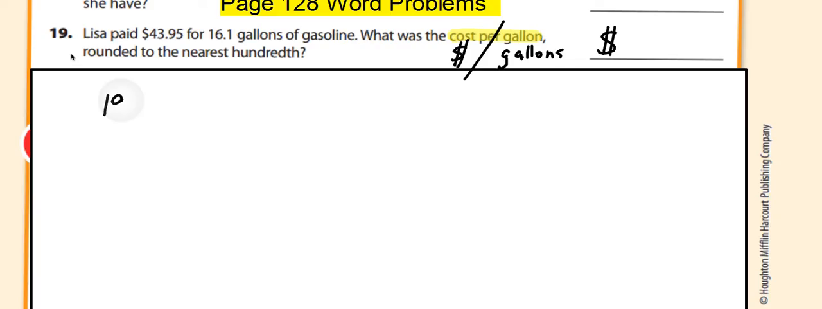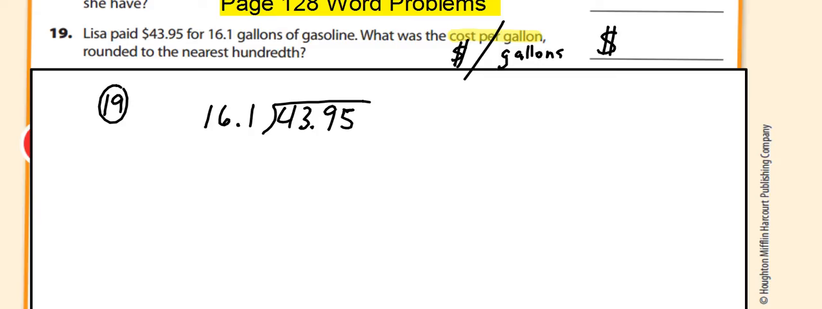So I'm going to go ahead and write that as $43.95 divided by 16 1/10. First things first, if the divisor is a decimal, we have to multiply it by a power of 10 to become a whole number. That's pretty simple computation. If you multiply 16 1/10 by 10, it would become 161. If you do that to the dividend, you must do that to the divisor. I'm sorry, I said that backwards. If you do that to the divisor, you must do that to the dividend.